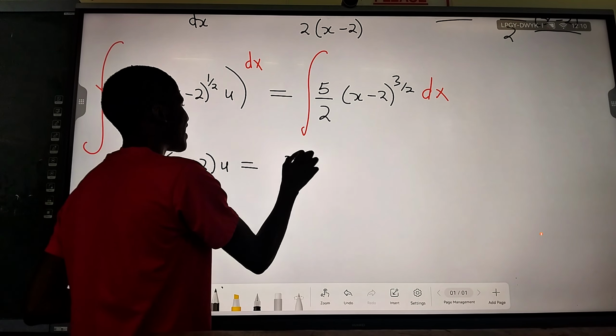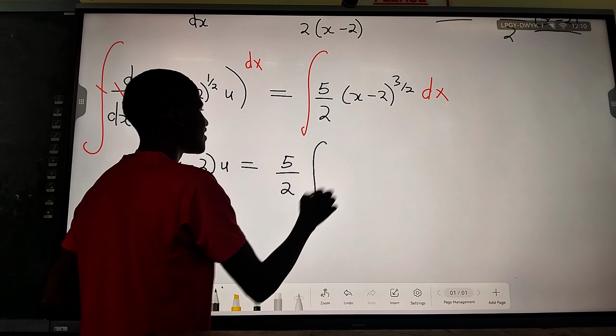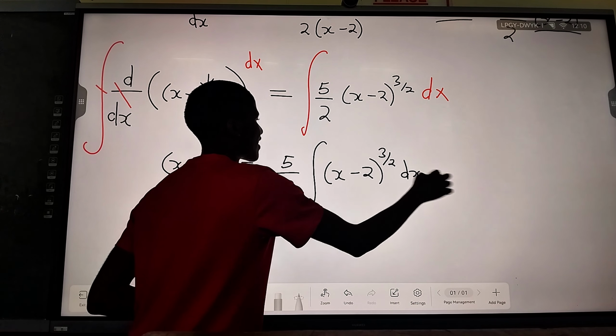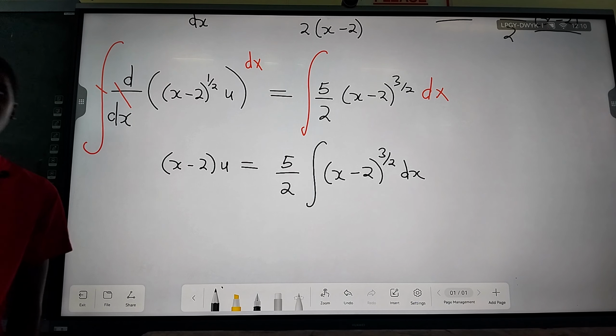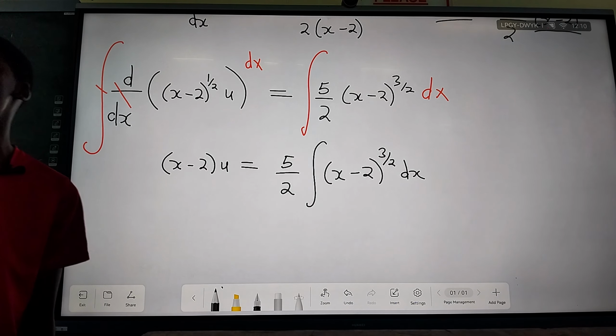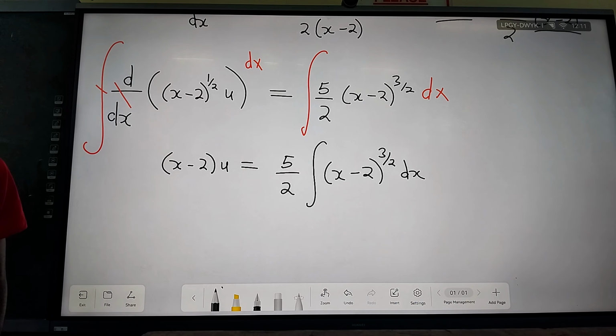Now the problem comes again: integrate x minus 2 to the power of 3 over 2 dx. How can you go about integrating this? What is your best method that would work for you? Use substitution. Which method do you use, mathematicians? People who are good at maths, tell us what we do here.